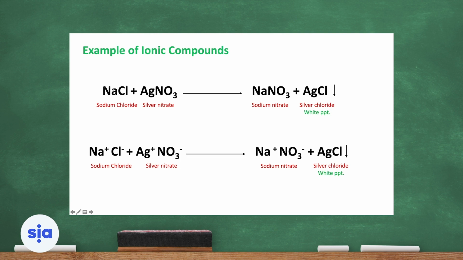Again, sodium chloride, the same compound, but representing the ions, the charges. Now, with silver nitrate, giving the same sodium nitrate plus silver chloride as a white precipitate. The second equation shows you the reaction between ions, which is very fast.